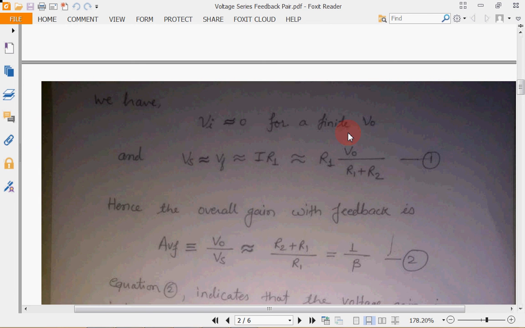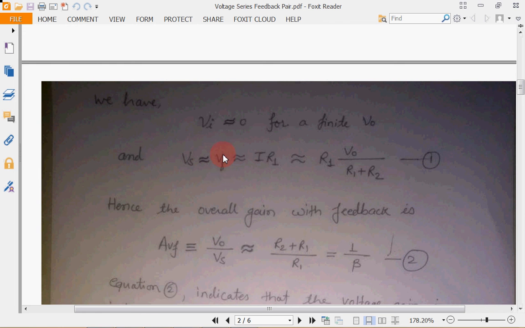So when voltage gain is very high, even if the input voltage Vi is approximately 0, we will get some finite output voltage V0, right? Now since Vi is approximately 0, Vs will be equal to what? Vf. Remember, the KVL says Vs is equal to Vi plus Vf, and since Vi is approximately equal to 0, Vs will be equal to Vf.